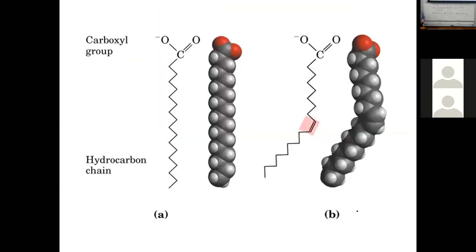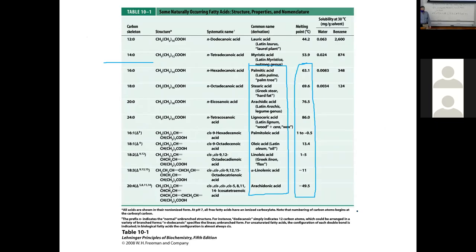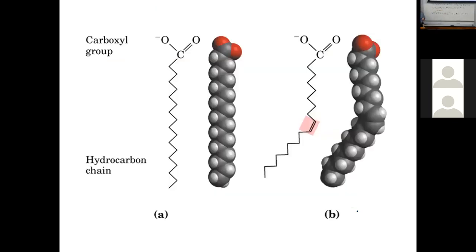Just to be clear on that last slide, do we just need to know their names and how long the chain is, or do you want us to know the placement of the double bonds or anything else? You need to know the chain length, the number of double bonds, and the common name.